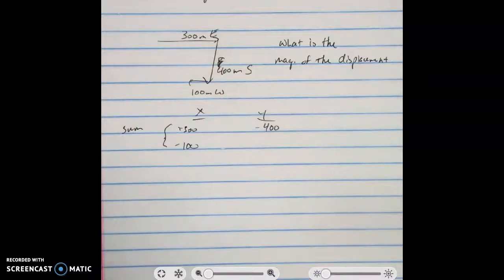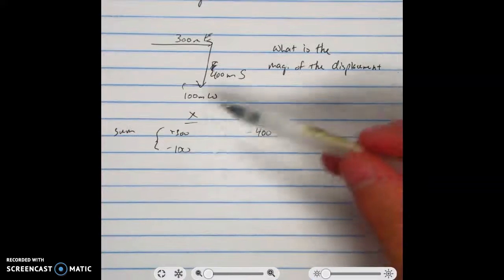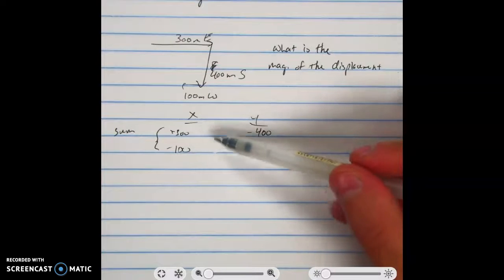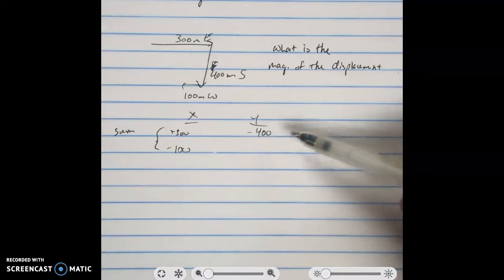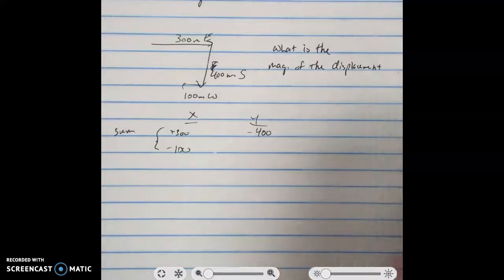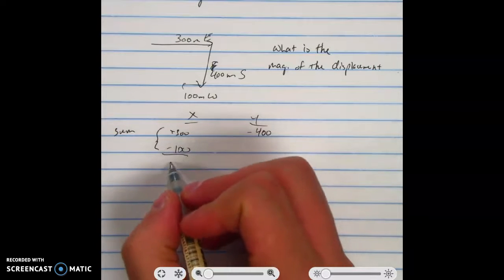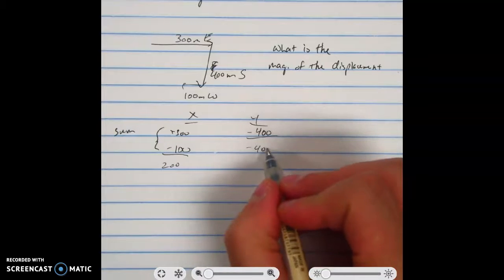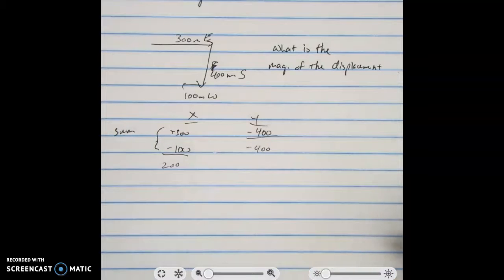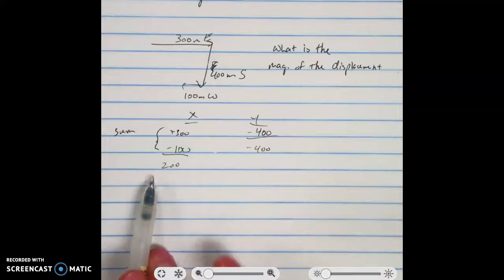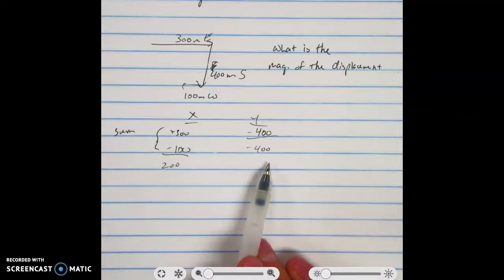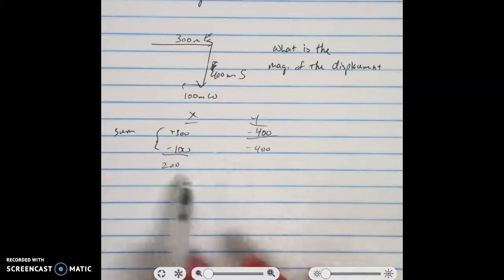Now, what I need to do is add my like components. Because these two values on the x-axis can be added together. Because this one's on the y-axis, it cannot. So by summing like components, positive 300 plus a negative 100 is 200, and this is just negative 400. Now, I am left with one x component and one y component. Once again, these two cannot talk directly to one another.